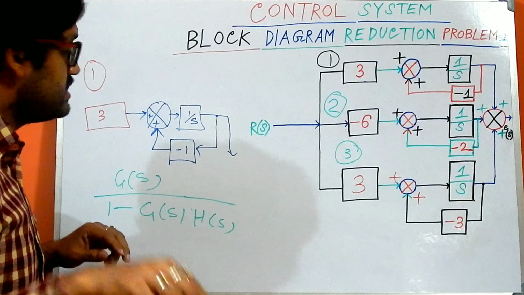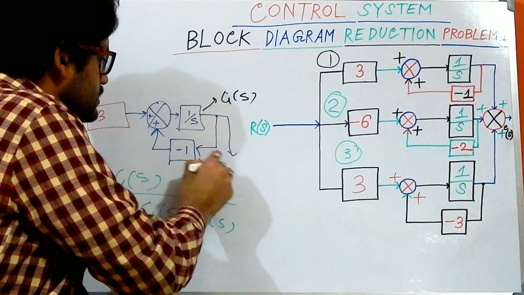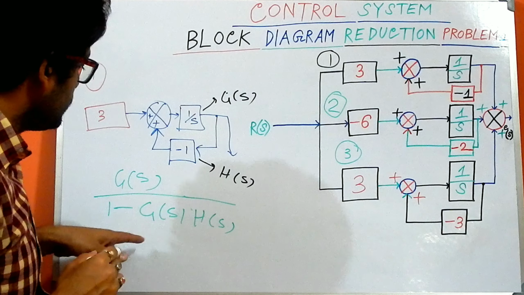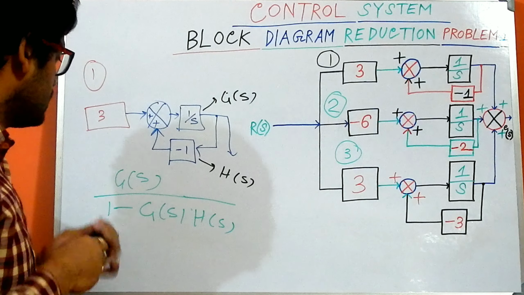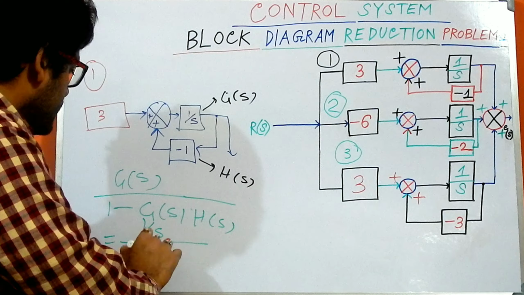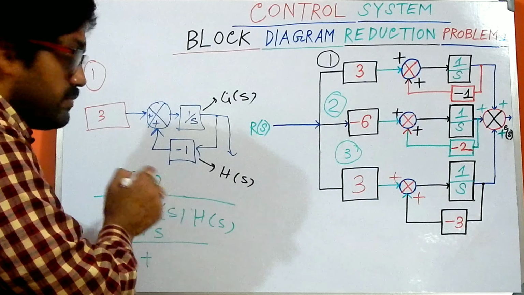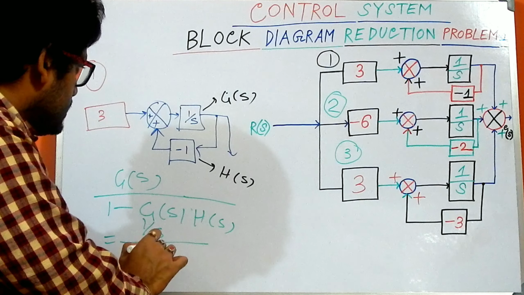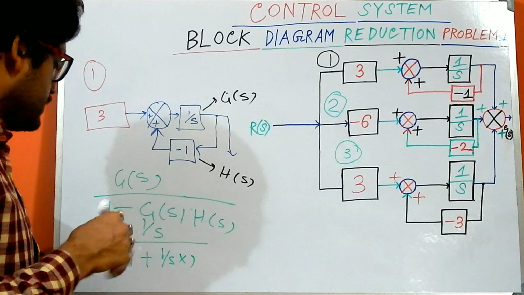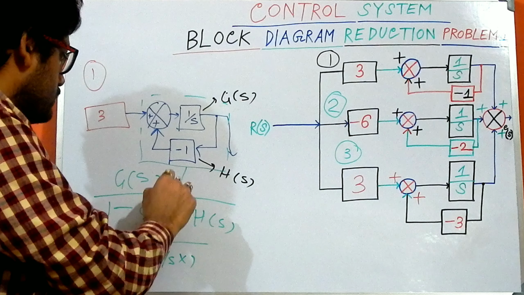Okay, so which one is G(s)? G(s) means this one, and H(s) means this feedback response. So by putting these two values of G(s) and H(s) into this equation, what is the exact solution? The solution is very, very easy. G(s) means 1 by s, 1 minus 1 by s multiplied with minus 1, which means plus. Minus a minus is a plus. So G(s) means 1 by s into s, 1. Okay, so this is my exact form up to this one, the exact solution for this one.